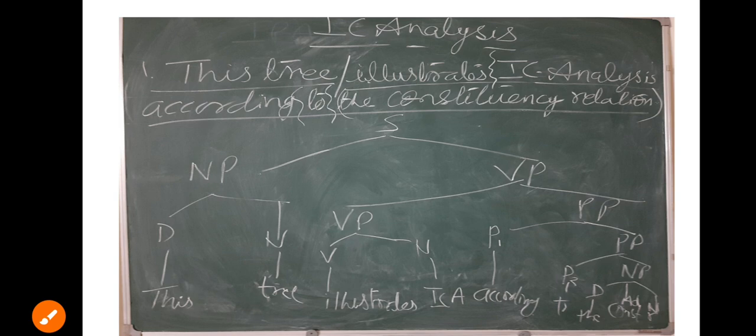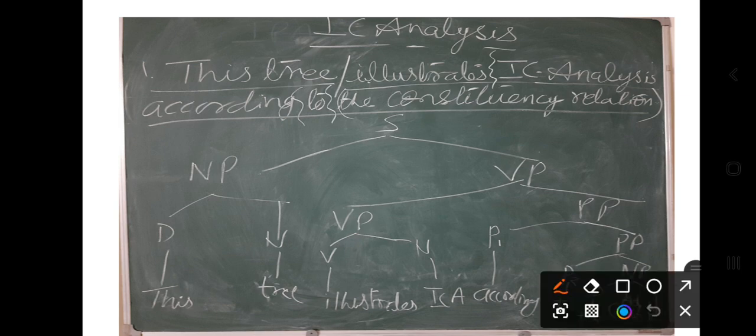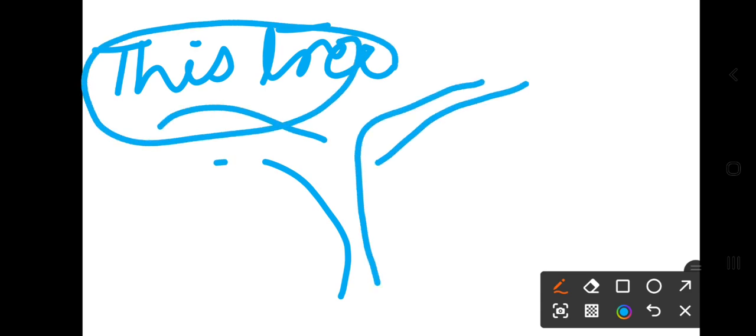So this tree illustrates IC analysis according to the constituency relations, right? This tree means that there is a sentence, and this part is the tree, then the constituents.